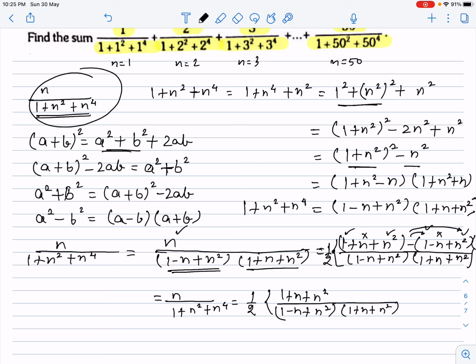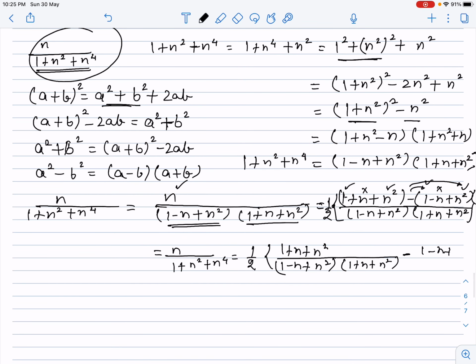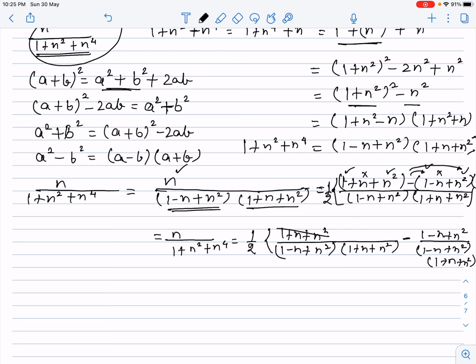But we didn't separate the second portion of the numerator. That is, 1 minus n plus n square whole divided by 1 minus n plus n square multiplied by 1 plus n square. Hope you guys would have got my point. 1 plus n square got cancelled with 1 plus n square. 1 minus n plus n square got cancelled with 1 minus n plus n square.